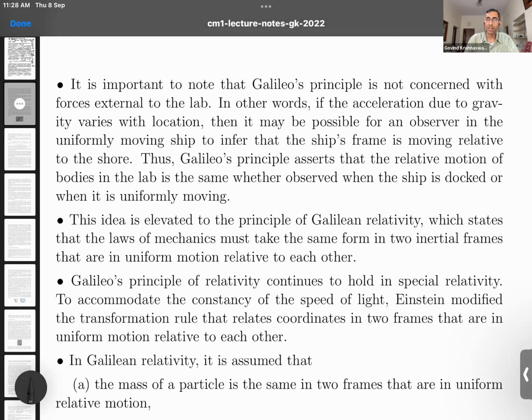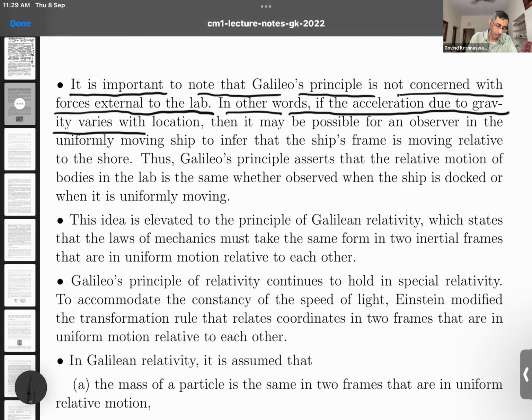Now, I must say what Galileo is not saying. It is important to note that Galileo's principle is not concerned with forces external to the lab inside the ship. By external forces, I mean things like looking out using your eyes. You're not allowed to do that, because then you're using external influences. If the acceleration due to gravity varies with location, that's an example of an external force, a force external to the lab.